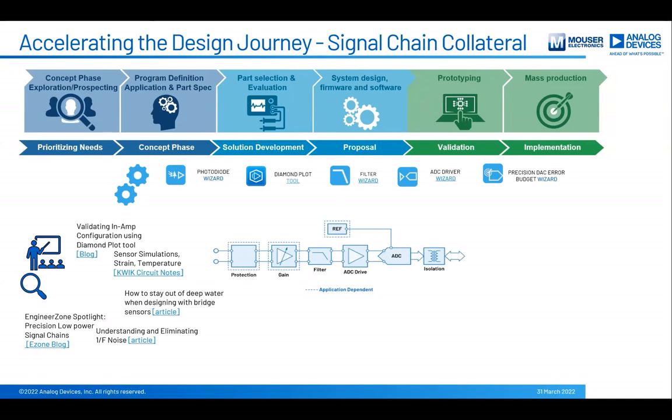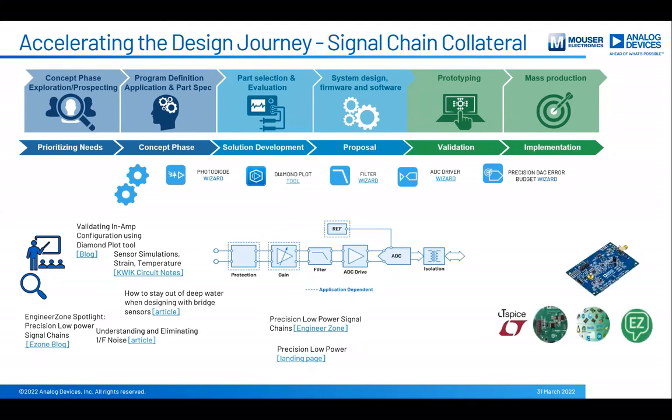We have blogs and articles that are all focused on precision low power and really enable key understanding around our products and solutions. We have information on our precision low power landing page on analog.com, but also have a specific support community based in Engineer Zone that is there to help and solve any questions you may have. So feel free to check this out and come to us if you have any questions. We're continuously developing and implementing collateral for this space.